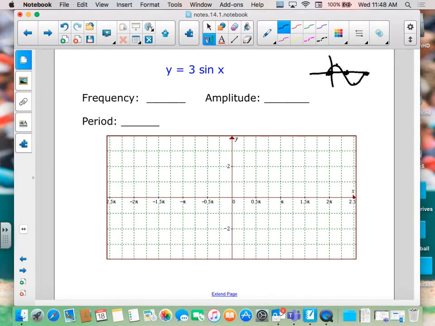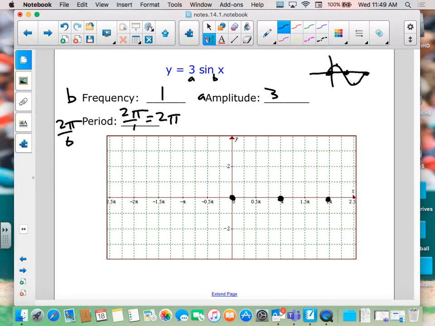That's our parent function. This one, A is 3, B is 1. That means the period is 2 pi over 1, which is 2 pi. So if you need this again, A is amplitude, B is frequency, period is 2 pi over B. So this one we're just going to make it go higher. So it still goes through 0, 0, still goes through 2 pi, 0. I think sine is a little bit easier than cosine, and it still goes through pi, 0.